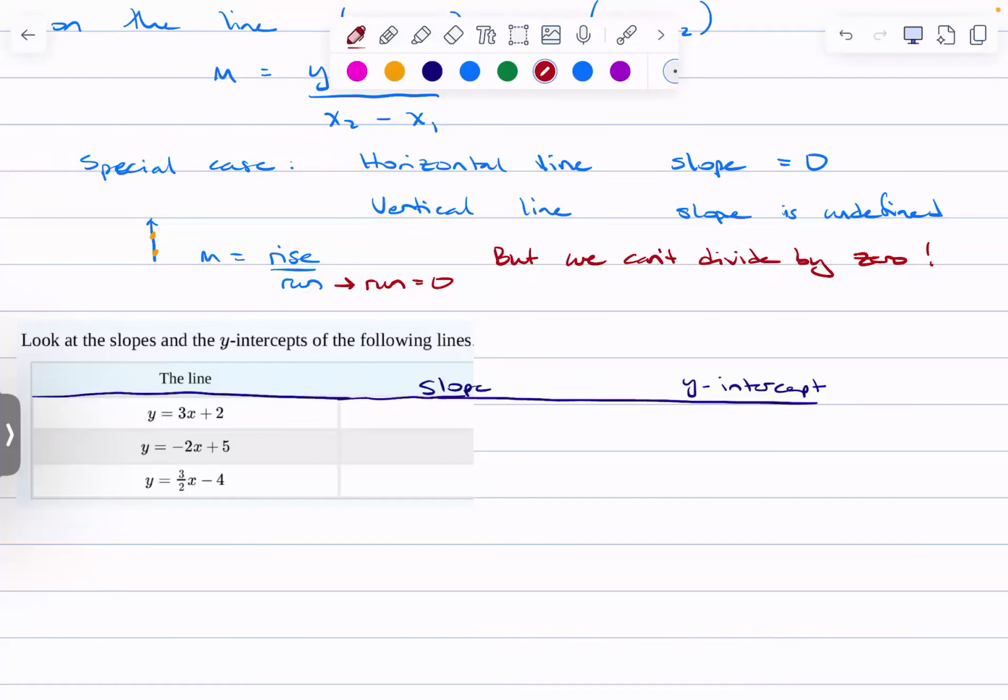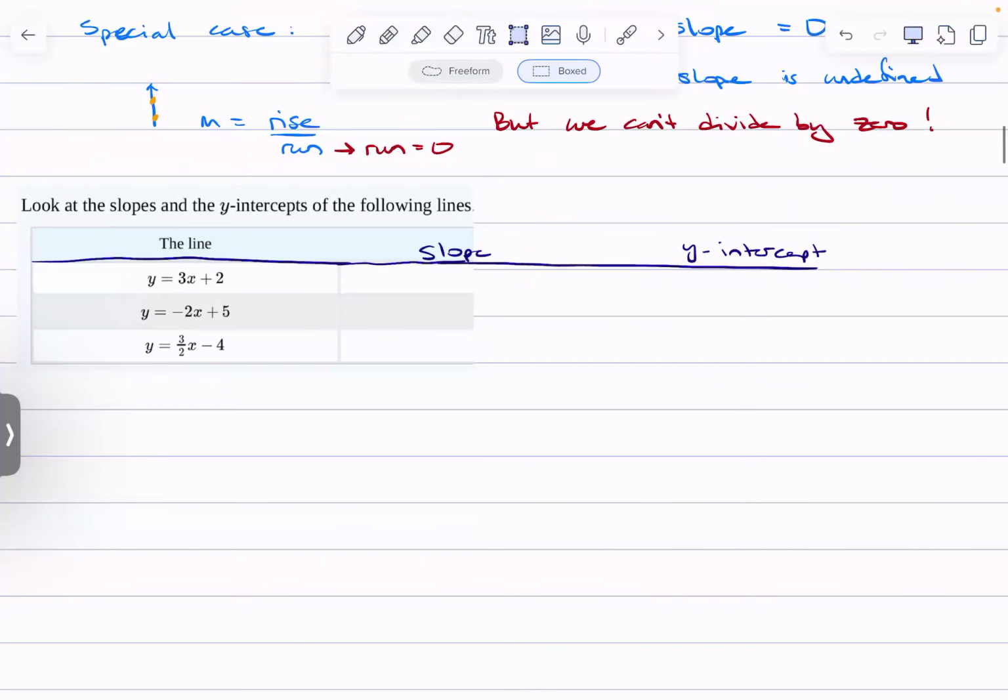We also did mention the most common form of writing out a line, the equation of a line, y equals mx plus b or some version of that. But I want to do this exercise the hard way. What do I mean by the hard way? So that we can solidify how to read these equations.